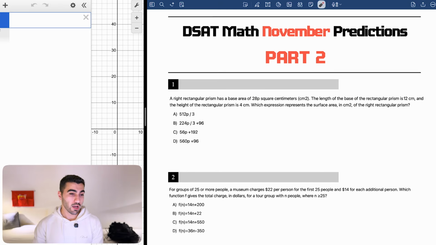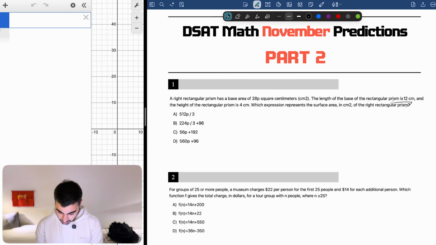So the first prediction that I have says a right rectangular prism has a base area of 28π square centimeters. The length of the base of this rectangular prism is 12 centimeters, and the height of this rectangular prism is 4. Which expression represents the surface area of this right rectangular prism?